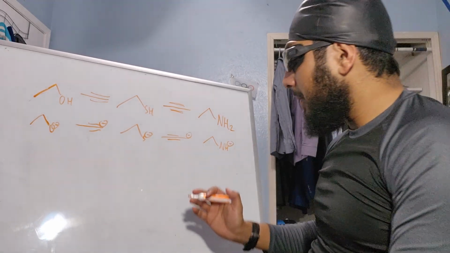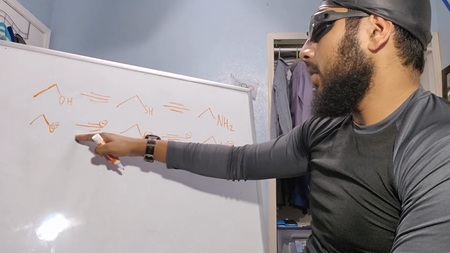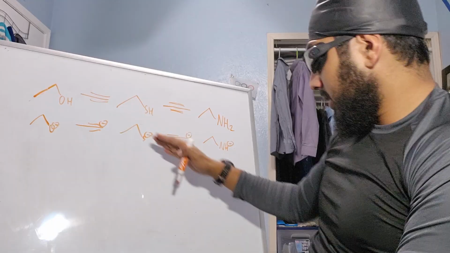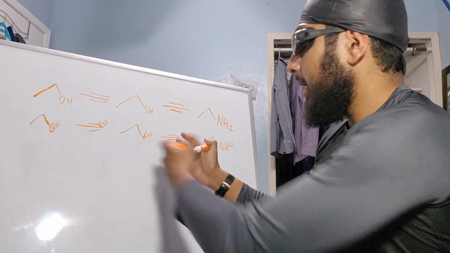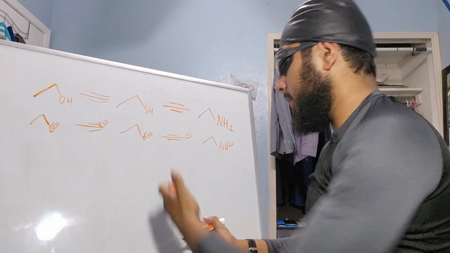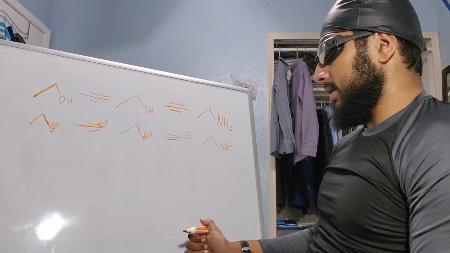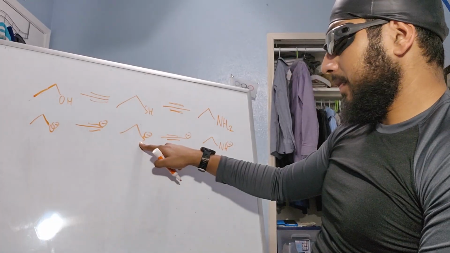Now, one thing I'm going to mention ahead of time is that a terminal alkyne, or an alkyne with the triple bond at the end, is going to be more acidic than one with the triple bond not at the end. That's non-terminal. So the first thing I want to look at is what's the most acidic. And immediately what jumps out to me is the sulfur here.